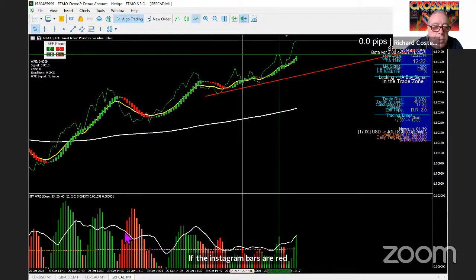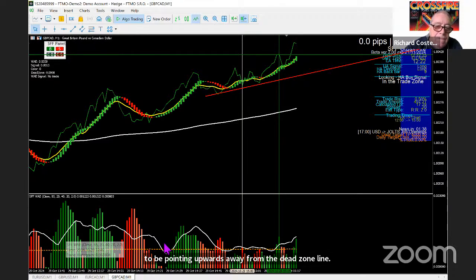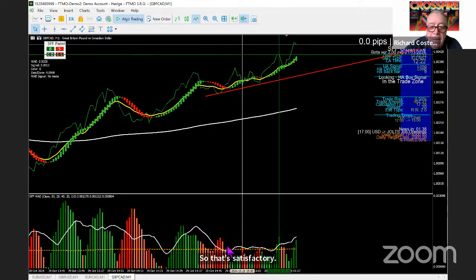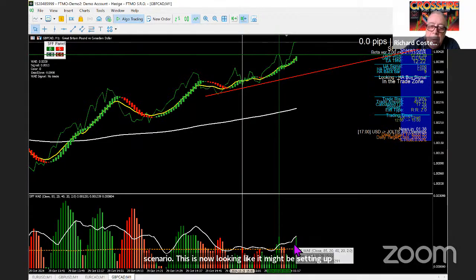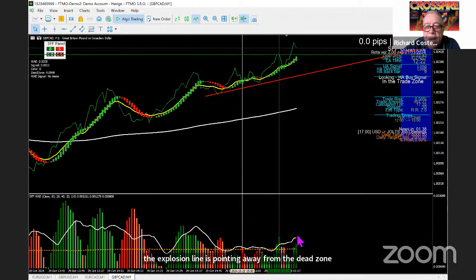Now, that's no good, because we want the explosion line to be pointing upwards away from the dead zone line. So that's satisfactory. That's satisfactory. But ever since then, we didn't have a satisfactory buy scenario. This is now looking like it might be setting up, because the explosion line is pointing away from the dead zone, and the histogram bar is trying to get above the explosion line. It's not ready yet.